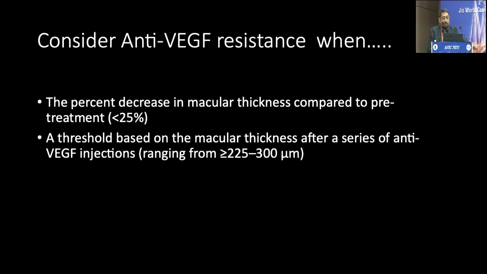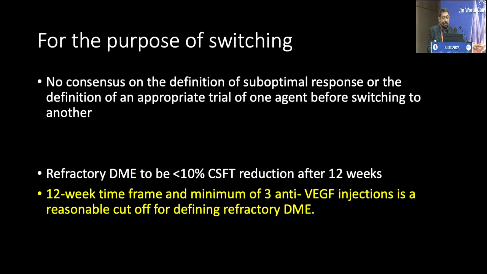So when do you consider anti-VEGF response? Again, the 2 values are less than a 25% decrease from the original. We're not talking about 10% here. And if the value does not come between 225 to 300 microns, you consider it as anti-VEGF resistance. But the funny thing is that for the point of switching, none of the studies have mentioned a definition per se. What do you call it as DME for the point of switching? So we are just dealing with monotherapy definitions here.